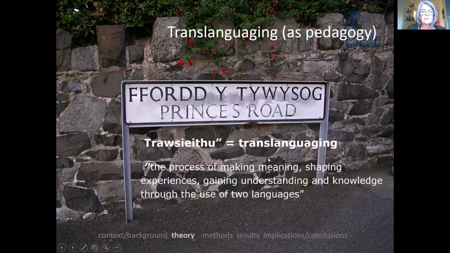Colin Baker has described translanguaging as the process of making meaning, shaping experiences, gaining understanding and knowledge through the use of two languages. In fact, it was more of a methodology initially used in bilingual English-Welsh schools, whereby students would receive input in one language, English, and then were required to produce language in another language. So input in Welsh, output in English, and then in the next lesson, input in English, output in Welsh.